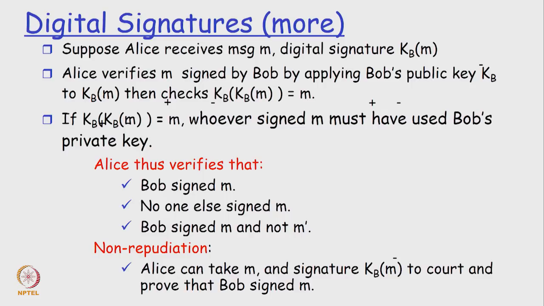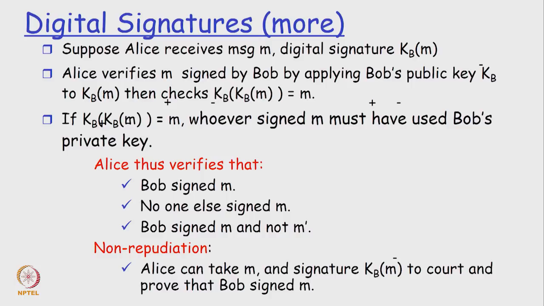This leads to a very important concept, legally and technically very important from a forensic point of view, which we call non-repudiation. What is meant by non-repudiation? Alice can take M and the signature KB minus M to court and prove that Bob really signed that. If Bob has sent a digitally signed document to Alice and he says I have not done it, then she can say that this is the message M he has sent, this is the KB plus M that he has signed, and I have his key which we have agreed. Now I put KB minus of KB plus of M and I get back the original M, so it should be Bob who has signed it and nobody else.